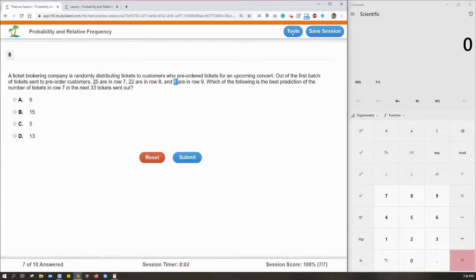So 25 out of 55 are in row 7. So 25 divided by 55 is that percent. So 0.45 repeating. You could also write it as a fraction and simplify it. 25 out of 55 both divide by 5. So 25 55ths will simplify. I'll go ahead and do that for you.